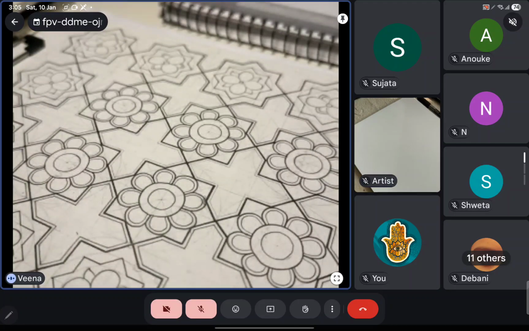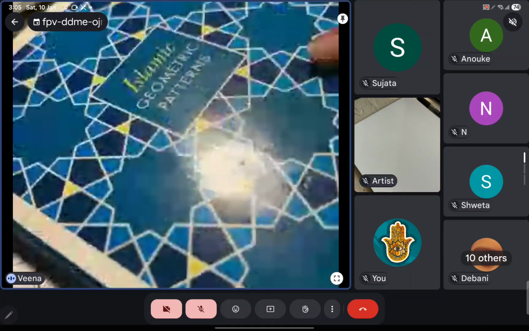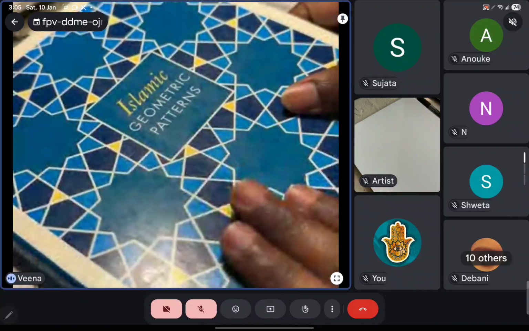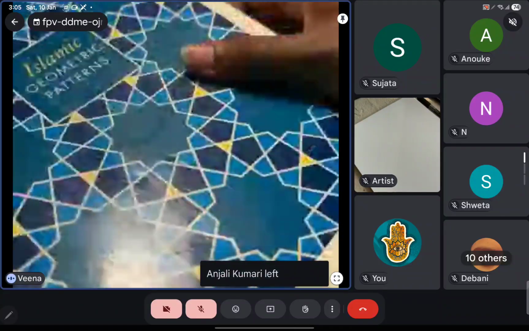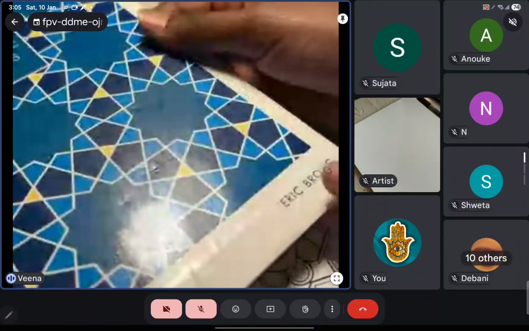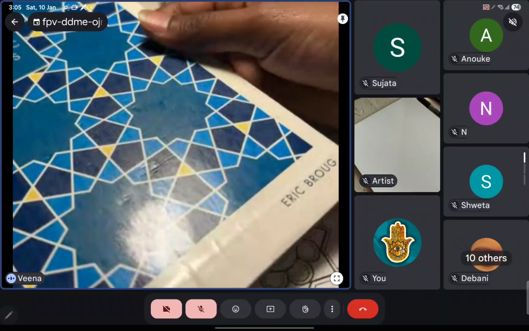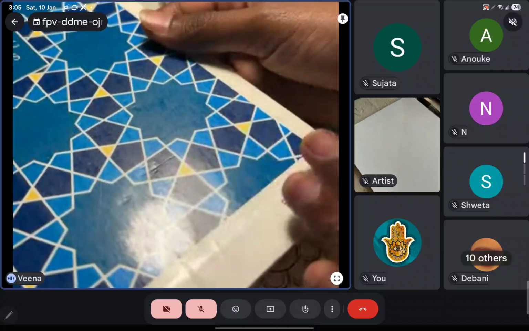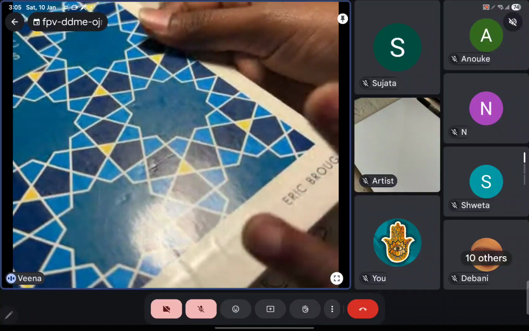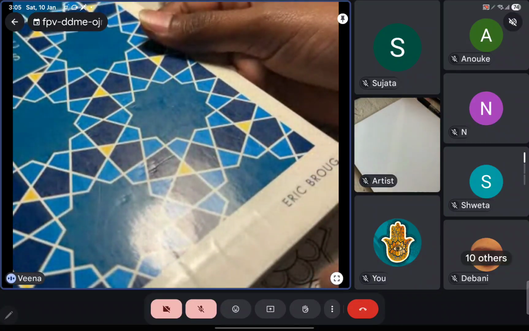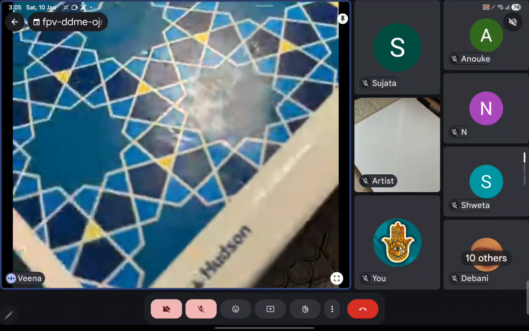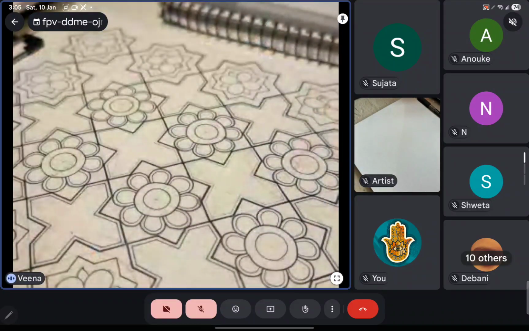So there are several books. One of them, which is my personal favorite, is called Islamic Geometric Patterns, by Eric Broug. He has another book as well, and there's one more book called The Arts and Crafts of Islamic Lands. Even that is really good, with lots of patterns. I can send a link of the books that are usually good to get started with.